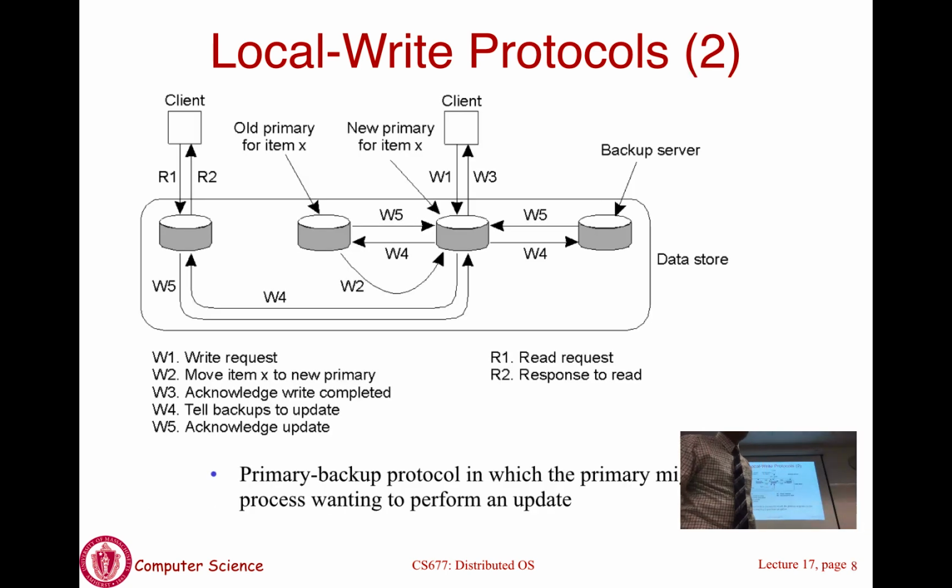Now the same thing happens in this case. This machine has taken over, it's the new primary for data item X, and it becomes a write. So when a write comes in, it is going to send that write to all of the other machines, and then all the other machines are going to send an acknowledgement. Same thing as before, because the write still has to be propagated to other machines, but the current machine is the primary. Yes?